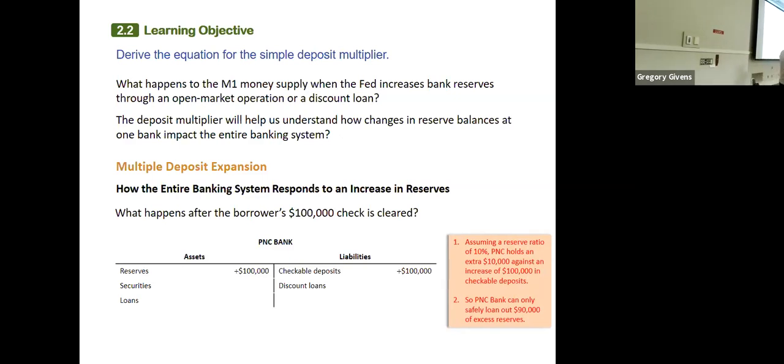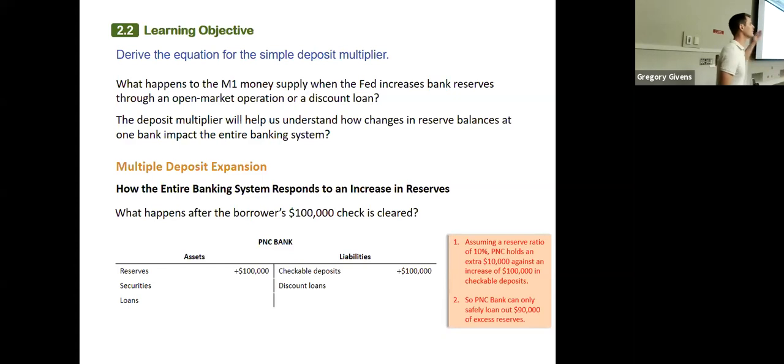Here it's a little different than what happened at Bank of America, right? PNC was the recipient of new checkable deposits from this purchase. And so the reserves have gone up by $100,000, but what's the effect on excess versus required reserves? If we assume that the required reserve ratio is 10% everywhere in this economy, just to make the argument as simple as possible, then that means required reserves will have gone up by $10,000. Excess reserves will have gone up by $90,000, right?